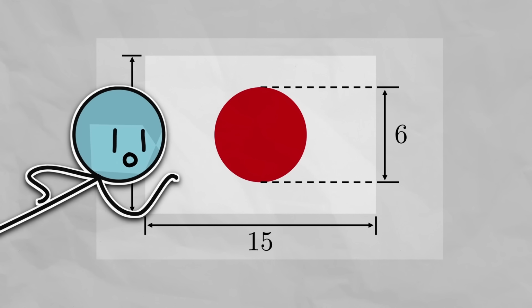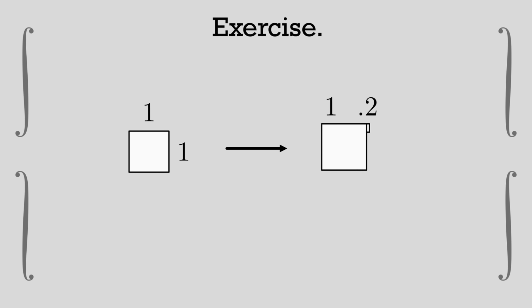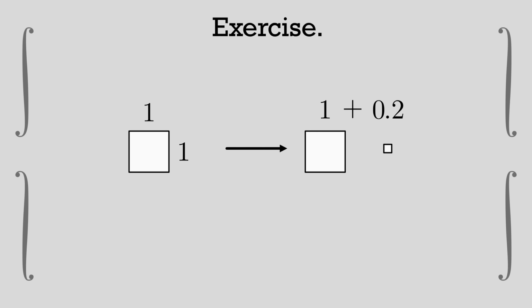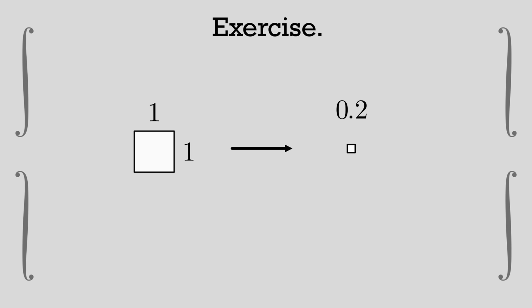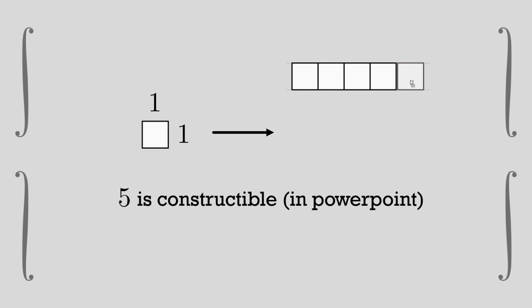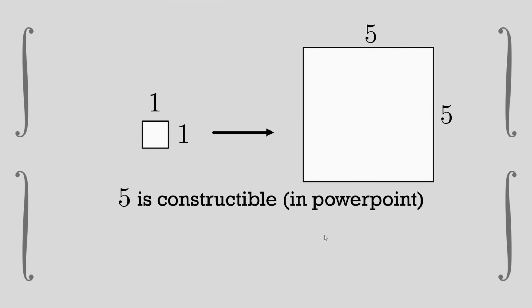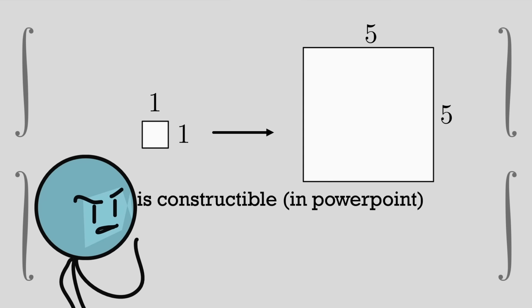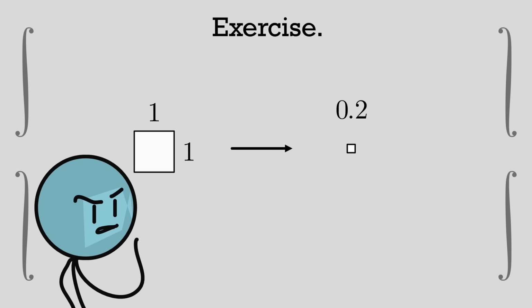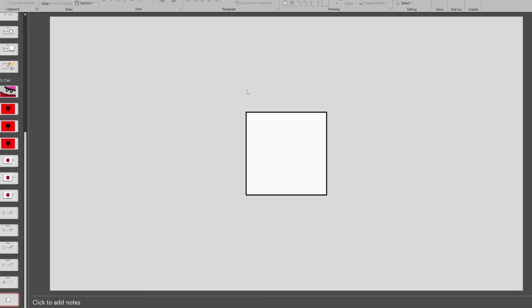Although, that makes me think. If I have a unit square, length 1, is it possible to draw a square with length 1.2? Exercise. Given a square, can you draw a square that is 1/5 as long as that square? This actually requires some thinking. It's easy to draw a square 5 times as long as a certain square, but not the other way around. We need to utilize other features in PowerPoint. Here is one possible solution.